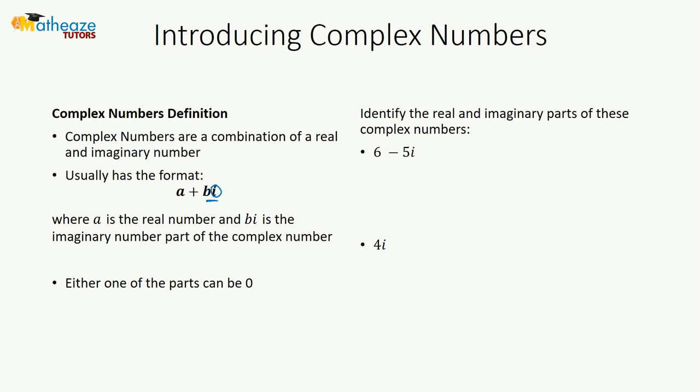So now let's look at some examples here and see if we can identify the real parts and the imaginary parts. So in the first example, 6 minus 5i, 6 is considered the real part, and then minus 5i is considered the imaginary part. Here we have 4i. This is the imaginary part, and then we can assume that there's a plus 0 for the real part.